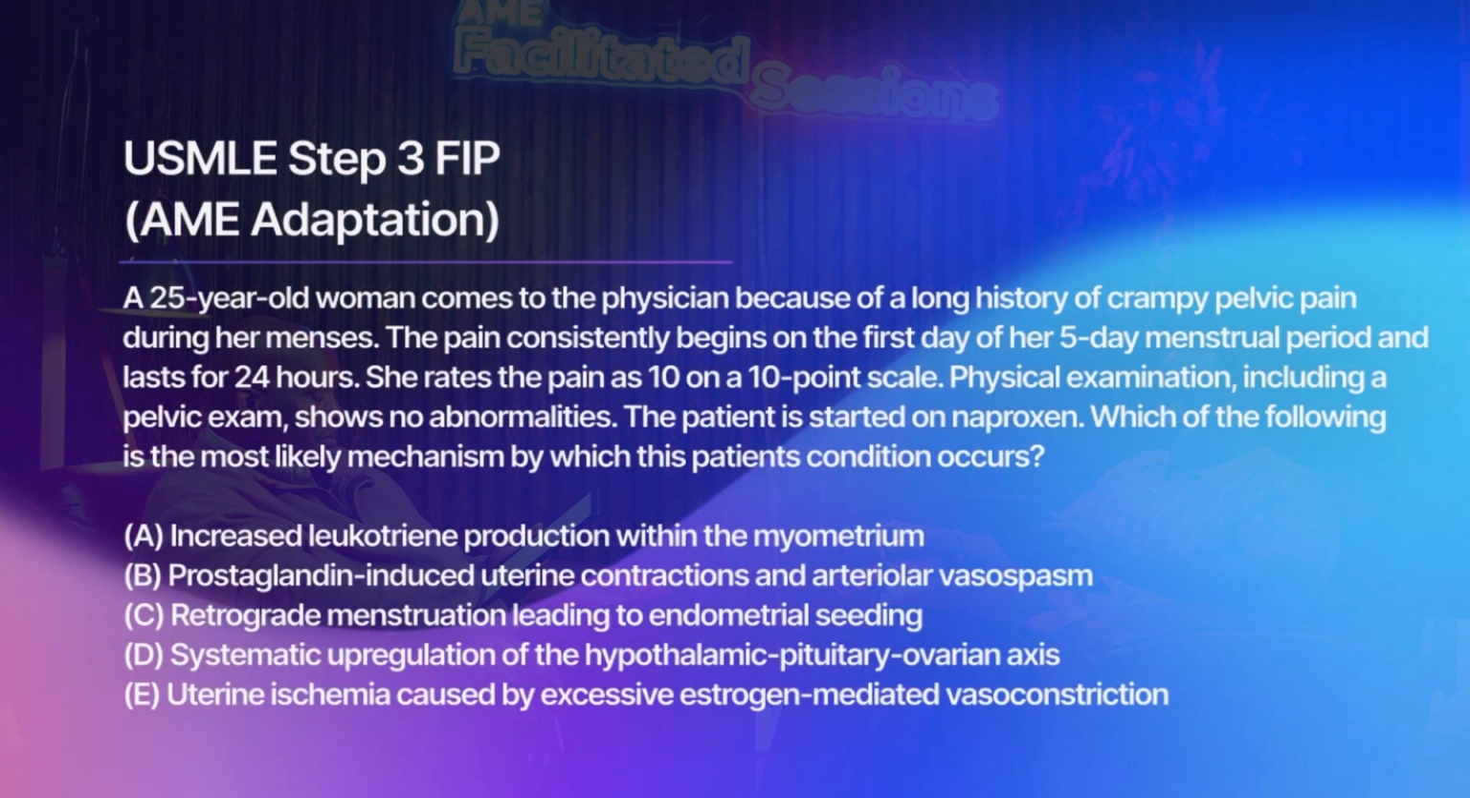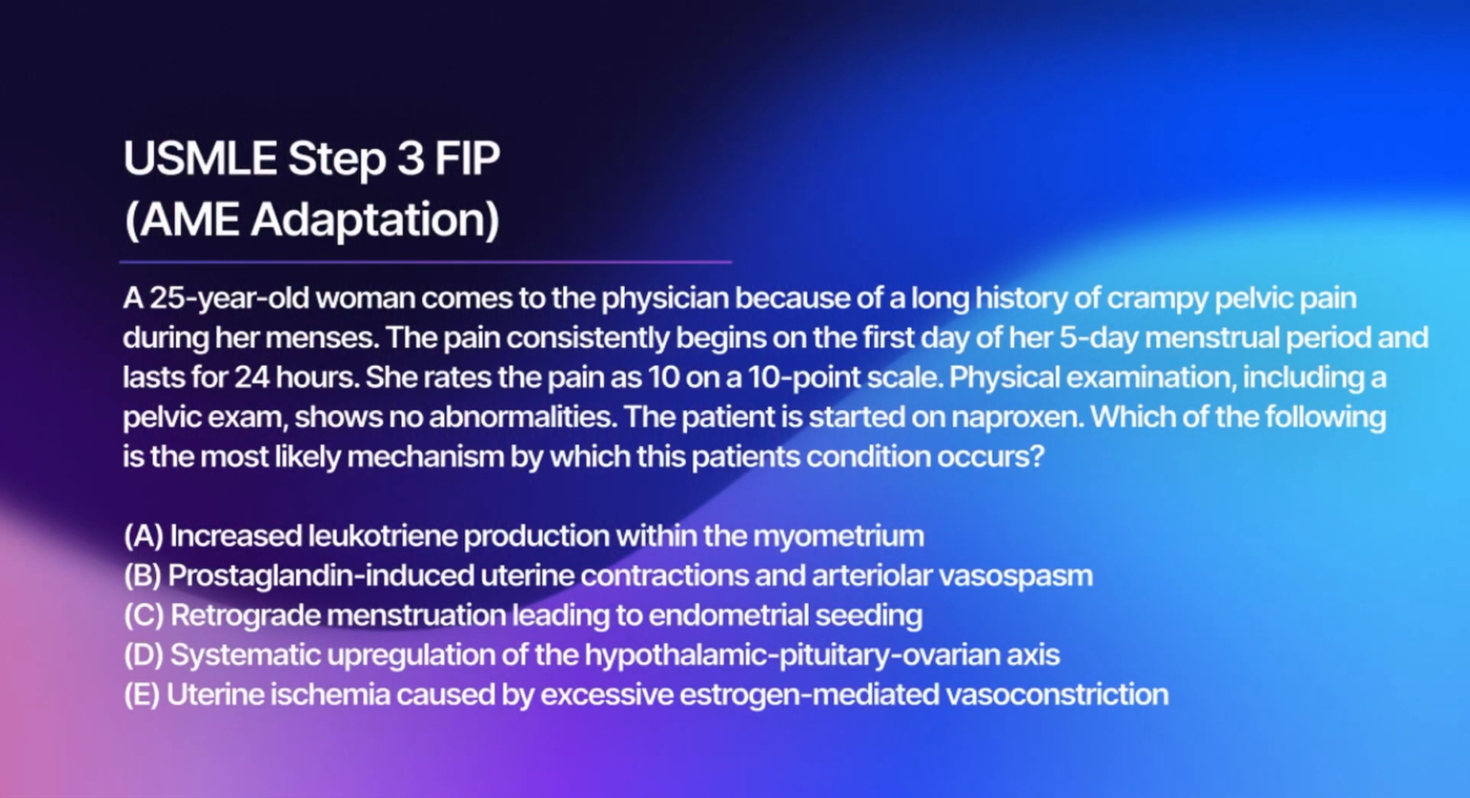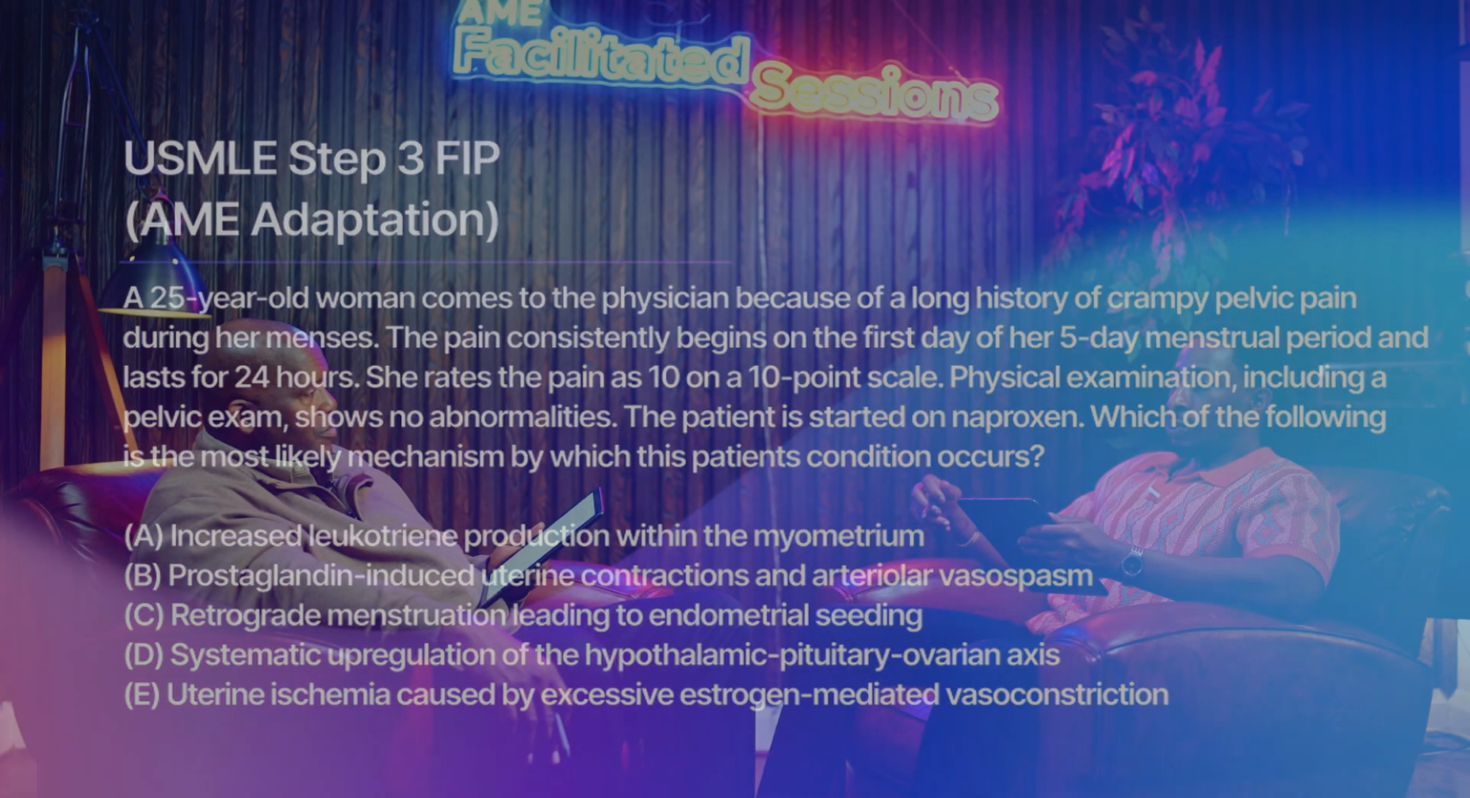Go to D. Systemic upregulation of the hypothalamic pituitary ovarian axis. So this is getting into more of the hormonal aspect of a dysmenorrhea or amenorrhea process. You kind of referenced that earlier as part of the potential differentials. But as we said in the previous FS, once we determine that's the case, with the least amount of information, thinking and testing, that's not what's going on here. Out. We can immediately impeach it. And then E is the uterine ischemia caused by excessive estrogen-mediated vasoconstriction.